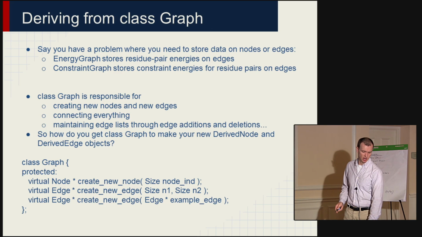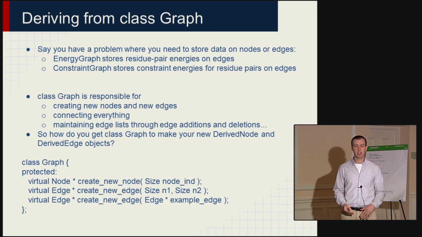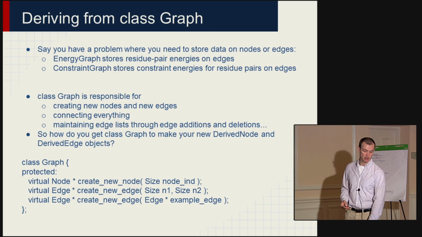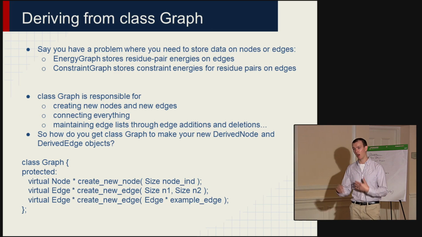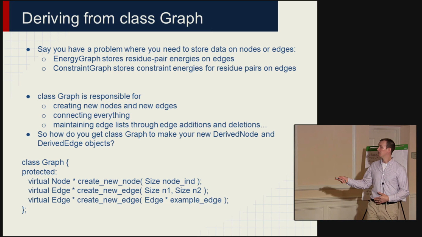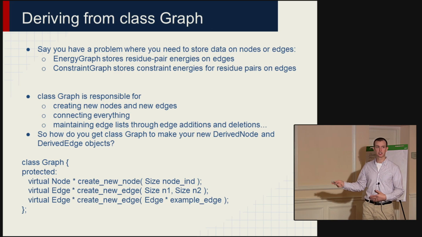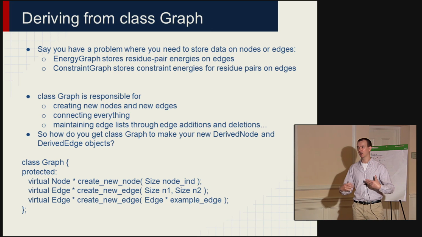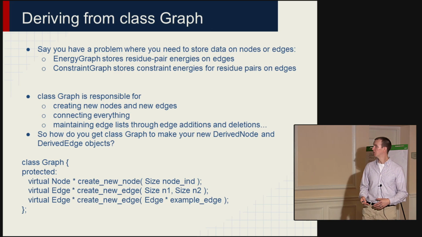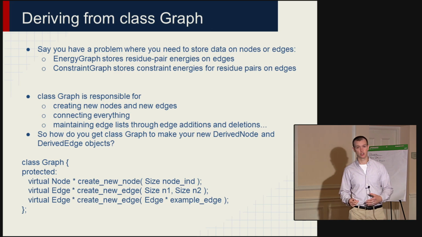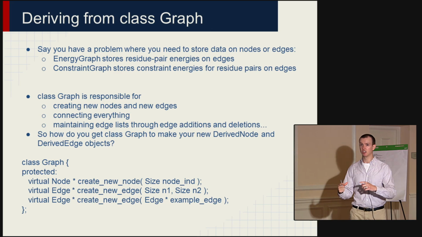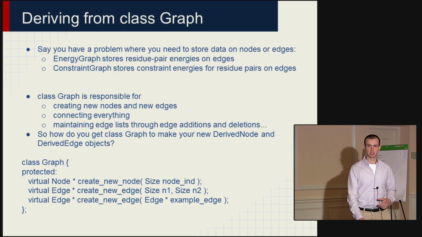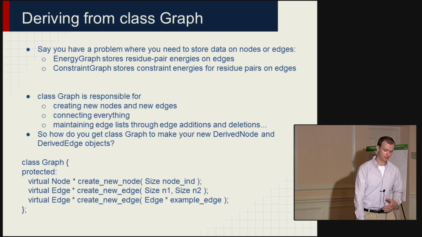Class graph does a lot of work in maintaining edge lists and whatnot, and so we avoid code duplication by deriving new classes where the base class does a lot of the work and the new classes just add an extra small layer of complexity on top of it. In this case, the energy graph is a very simple class. It just has a little bit of data on each of the edges. Actually, it doesn't even store data on its nodes. So it's a very small class.